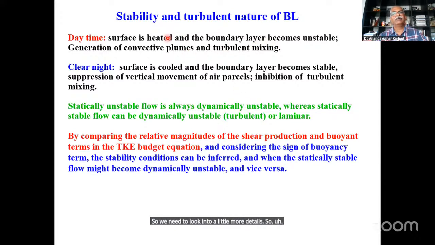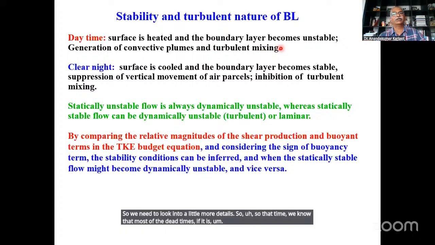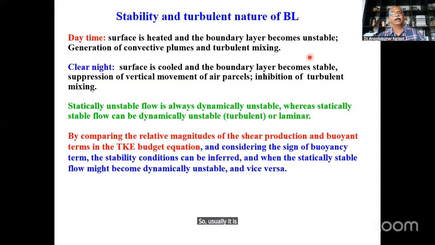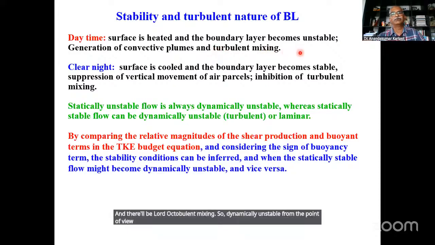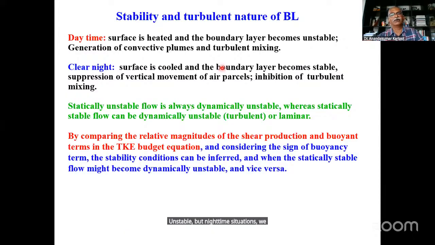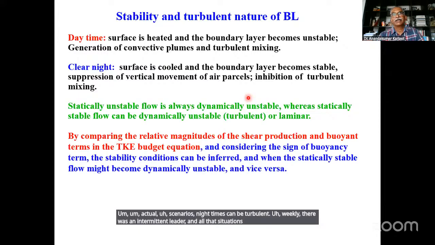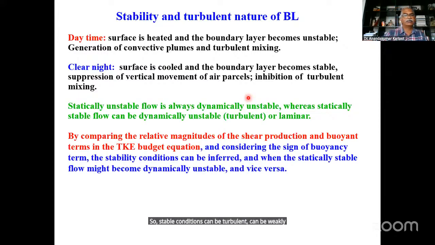So daytime, we know that most of the daytimes, if it is sunny, hot conditions, it is usually statically unstable. So usually we see that convectively generated turbulence will be there, and there will be a lot of turbulent mixing. So dynamically unstable. From the point of view of turbulence, we can say that such situations, statically unstable, will be dynamically unstable. But nighttime situations, we have a more complex situation. Stable in nature, that means statically stable, but that doesn't mean there is no turbulence. Statically stable doesn't always mean not turbulent. I also showed some actual scenarios. Nighttimes can be turbulent, weakly turbulent, intermittently turbulent, all those situations are there. So stable conditions can be turbulent, weakly turbulent, or not turbulent.